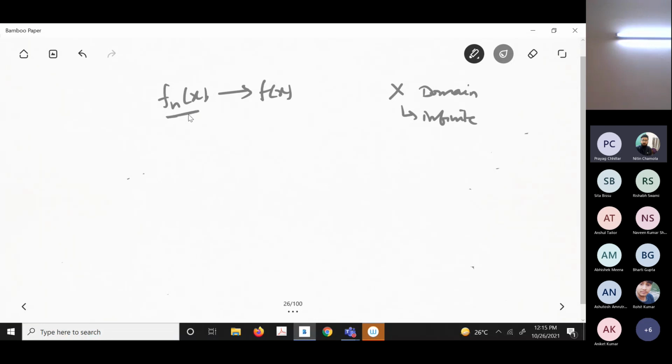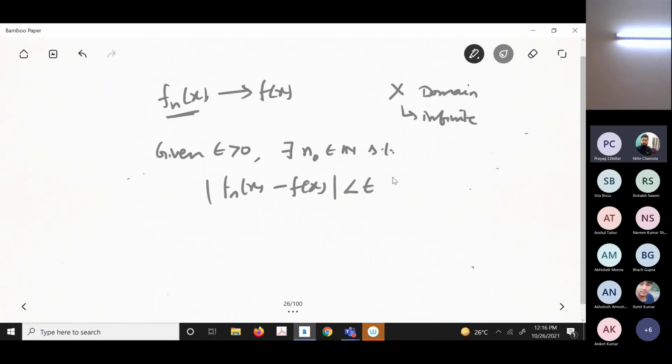Then you'll get infinitely many such sequences, but for each x, you're likely to get a different sequence. Okay, so f_n(x) will be different, so you get infinitely many such sequences. That means, similar to that problem, here given epsilon greater than 0, there exists n naught such that |f_n(x) - f(x)| < epsilon for all n greater than or equal to n naught.